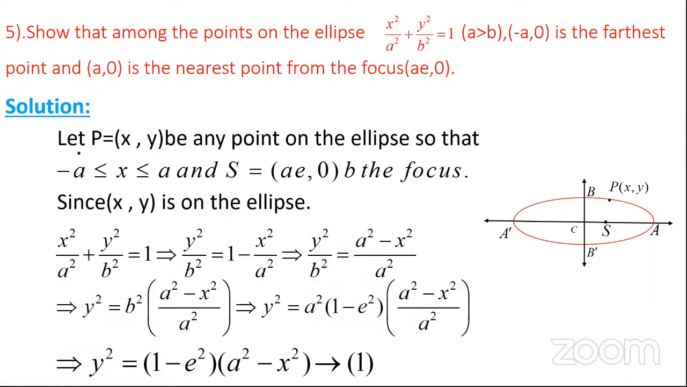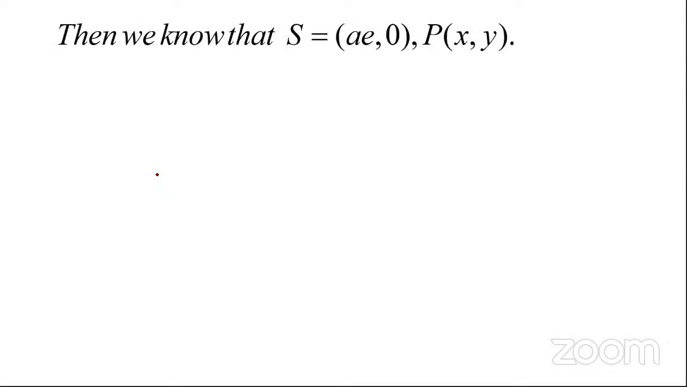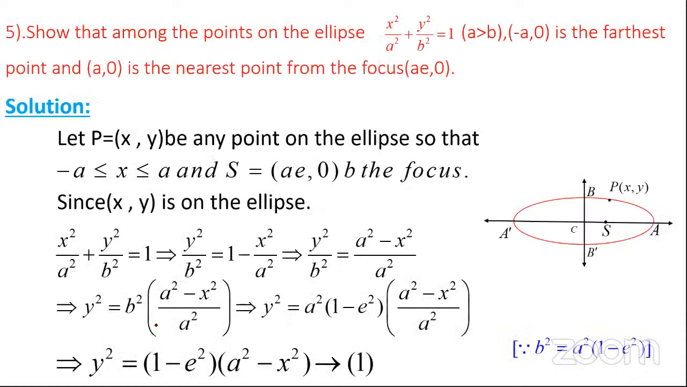Once again I'm repeating: let P be any point on the ellipse, where x is greater than or equal to minus a and less than or equal to a, and S is a focus. Since (x, y) is on the ellipse, just substitute to solve for the y value. So we'll get y square equal to 1 minus e square of a square minus x square, where b square equals a square of 1 minus e square. So we know that.